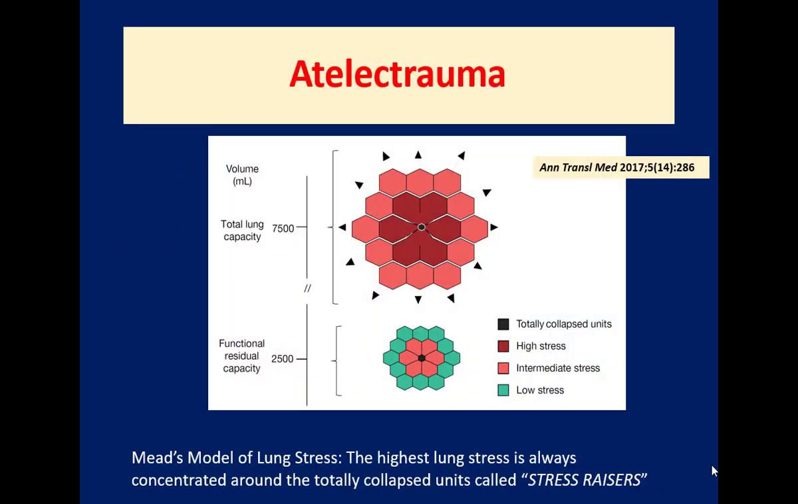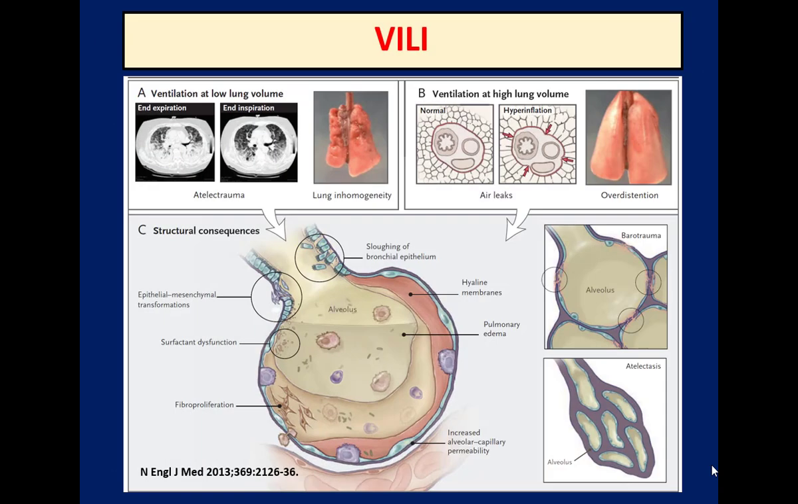This Mead's model was published in 2017 only, where they have discussed the lung stress. What they have said is that the highest lung stress is always concentrated around the totally collapsed unit. As you can see, this is a totally collapsed unit. Highest stress is around this, and this unit is called a stress raiser. So the stress raisers increase the stress and increase the atelectrauma. So this is a typical ventilator-induced lung injury.